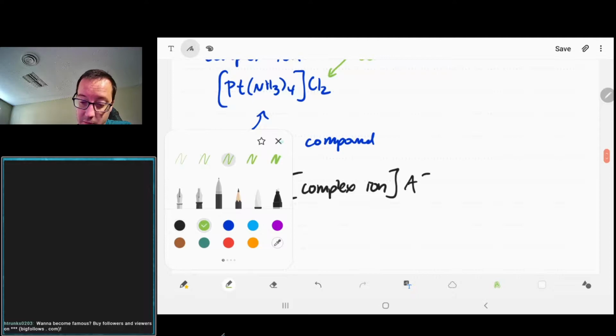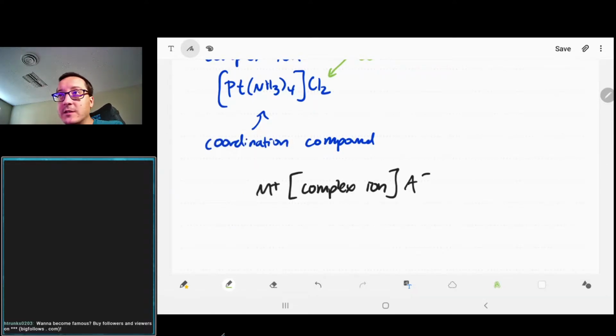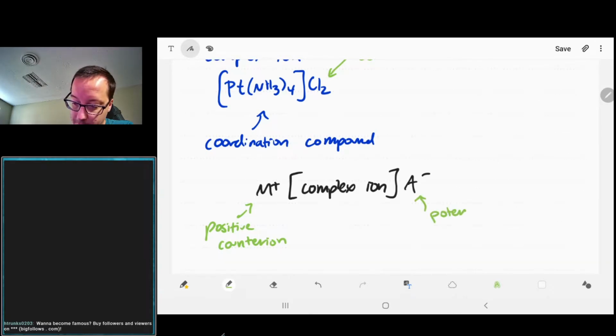So how these will work kind of formula-wise is you'll have a potential positive counter ion, your complex ion, whatever it may be, and a potential negative counter ion. So you don't always have these. Sometimes you'll have positive counter ions. Sometimes you'll have negative ones. Sometimes you won't have any counter ions. But that's how something like this would look if you have examples of these.